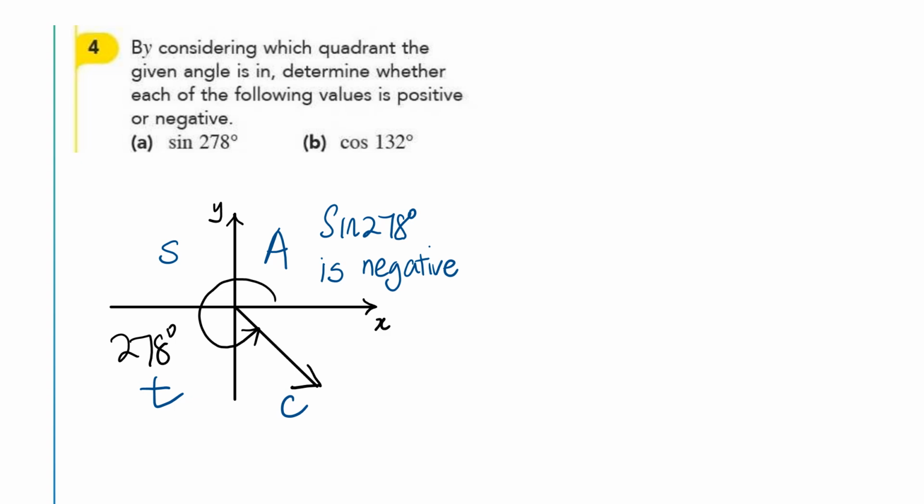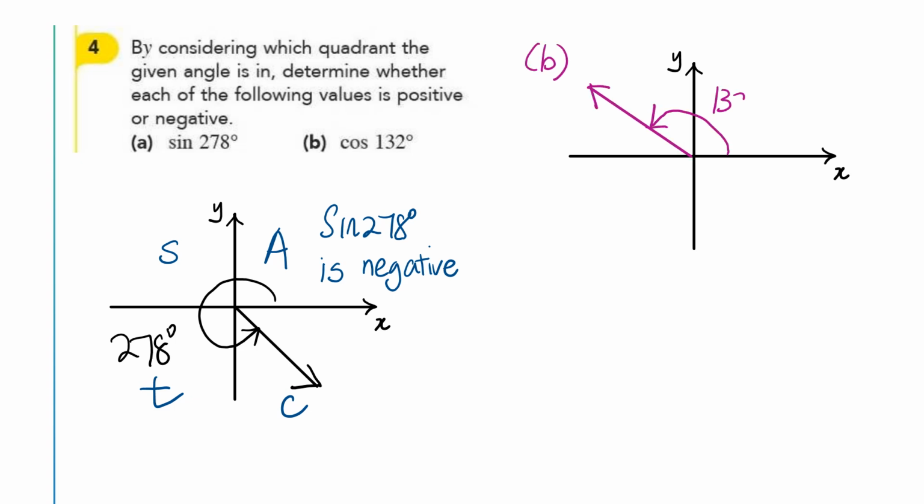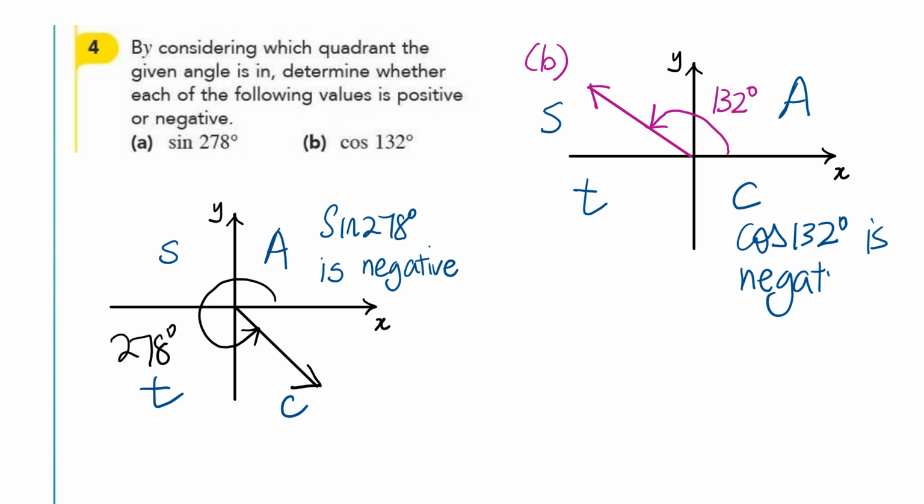To verify it, you can just use your calculator. Sine 278 gives you negative 0.99, and so on. So our answer is correct based on what we have learned earlier using your ASTC. Let's go on to 4b. Cosine 132 is in the second quadrant. So who is positive in the second quadrant? Only sine is positive in the second quadrant. So therefore, cosine 132 is negative. You can use a calculator again, press cosine 132, to verify your answer. Yes, and you get negative 0.669. So your answer is correct.